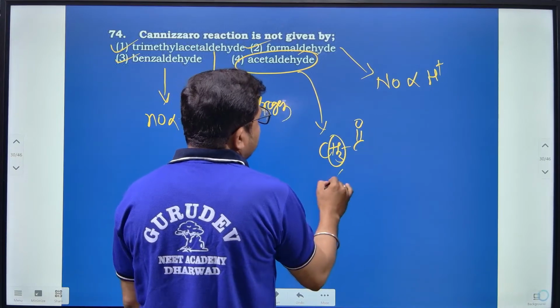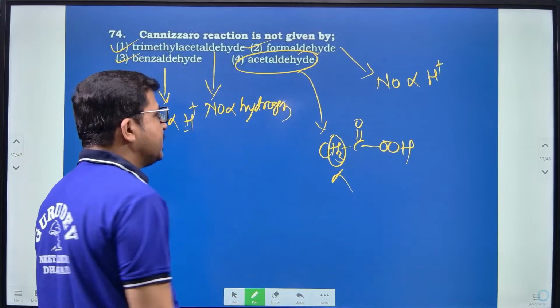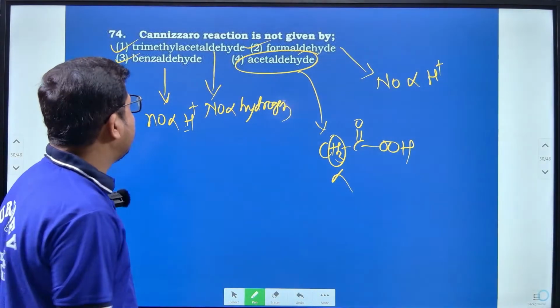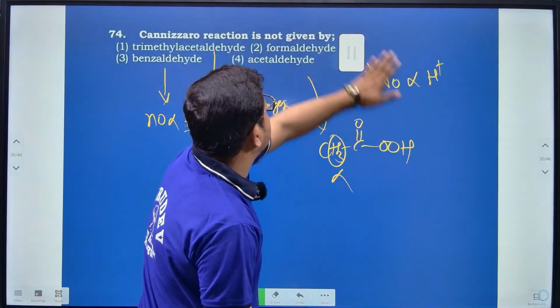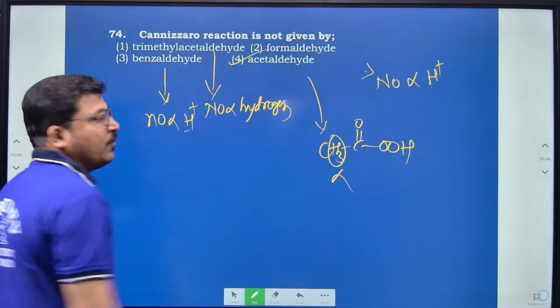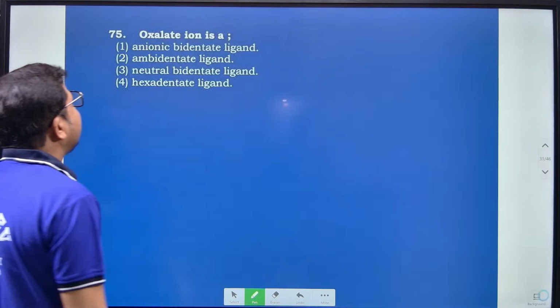This hydrogen is an alpha hydrogen. Therefore, it does not give the Cannizzaro reaction. Hence, option number 4 is the right answer. Next, move to question number 75.